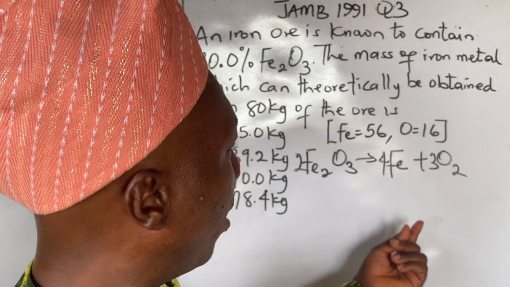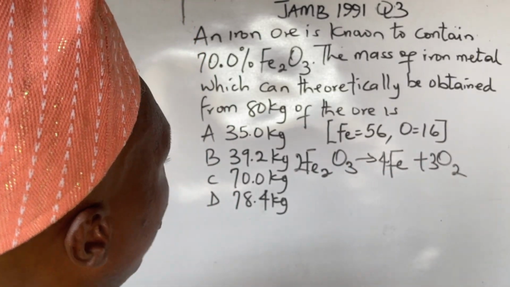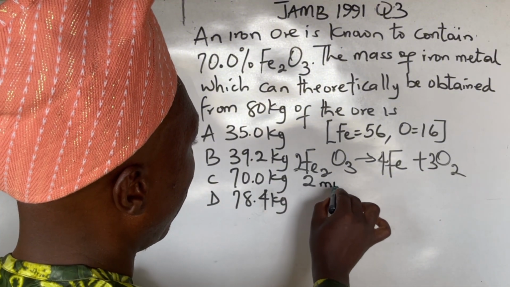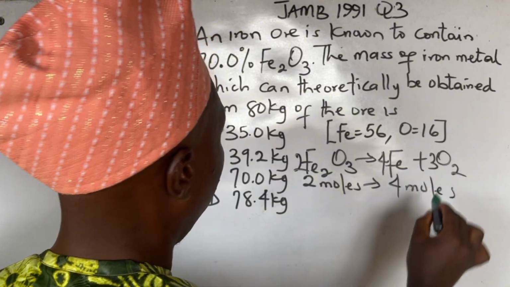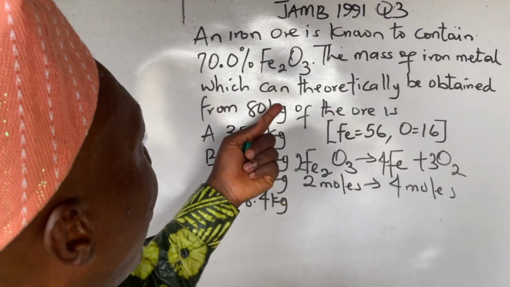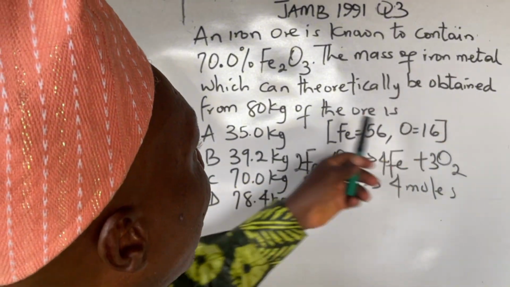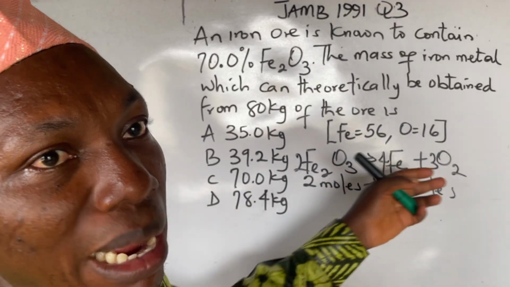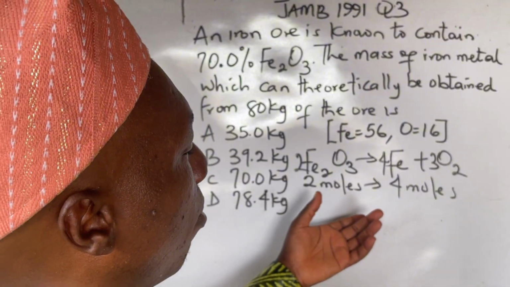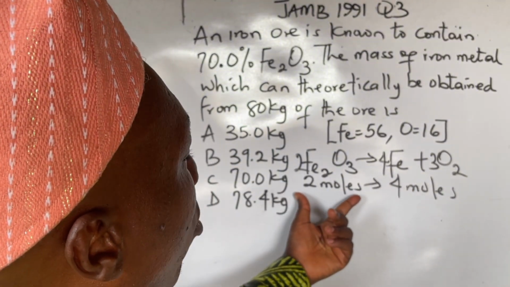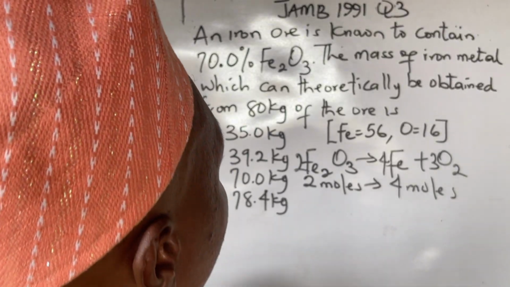So what we need to compare is just the iron oxide and what? The iron. So we are given 2 moles here. Gives 4 moles here. But don't forget, we are giving in terms of mass and mass. That is the only option. We are given that the mass of iron metal, which can theoretically be obtained. So mass and mass. So let's get the relative molecular mass of iron oxide.